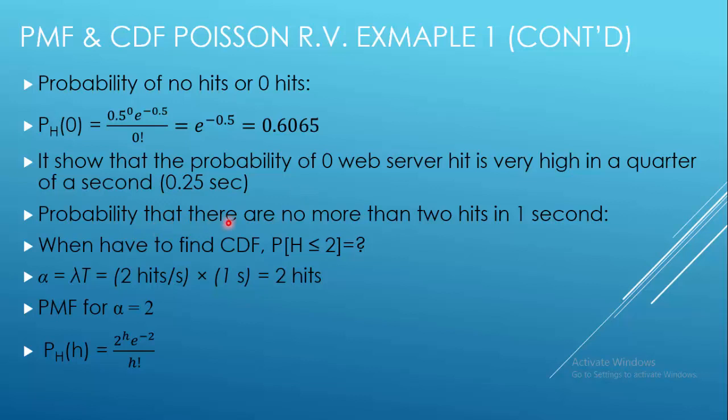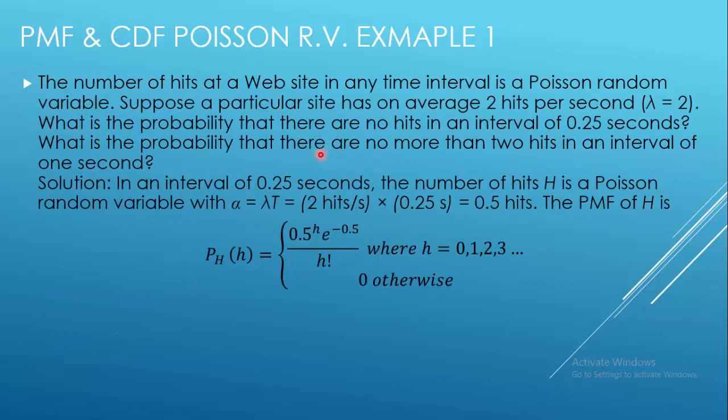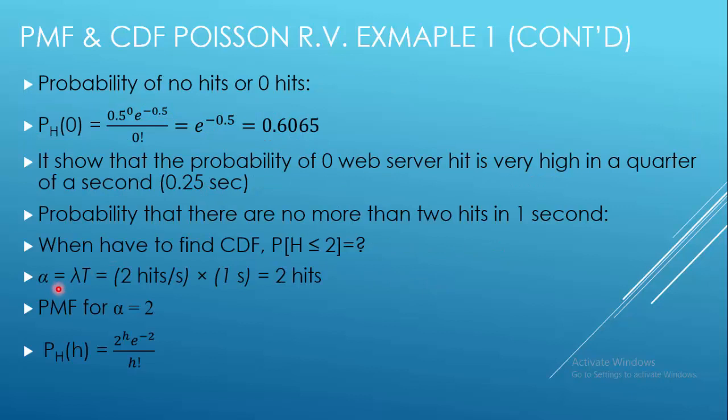So, the probability that there are no more than 2 hits in 1 second. In this case, this time interval has changed. So we just multiply the arrival rate with the time, which is now equal to 2 hits. In this case, the PMF is P of h is equal to 2^h e raised to the power minus 2, divided by h factorial.